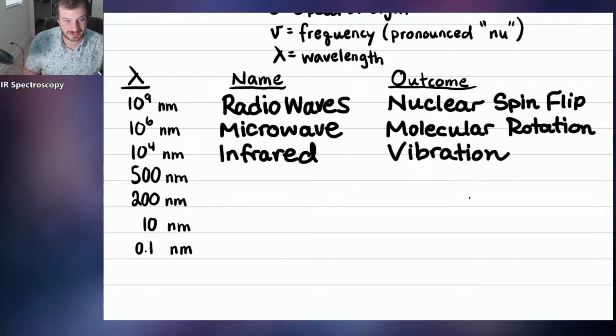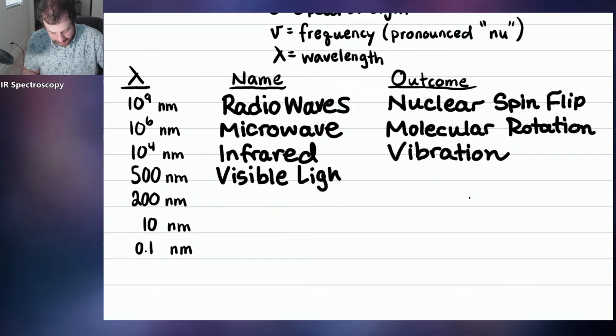500 nanometer light. That is, now we're in the visible region. So this is the light that we know and love, visible light. And if you shine this at a molecule, it does something called an electronic excitation.